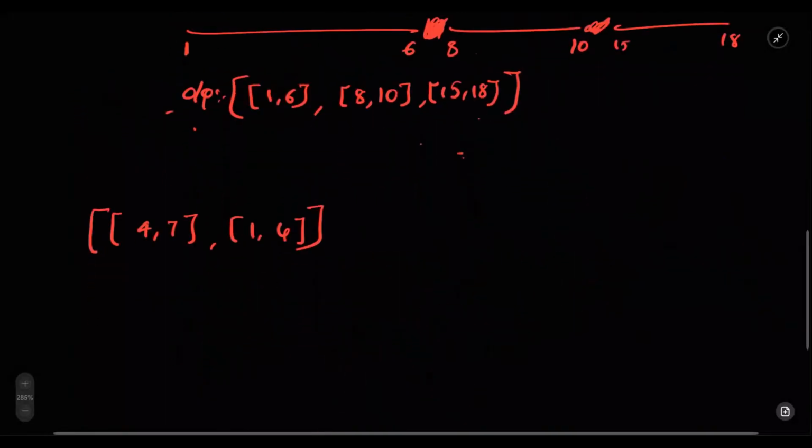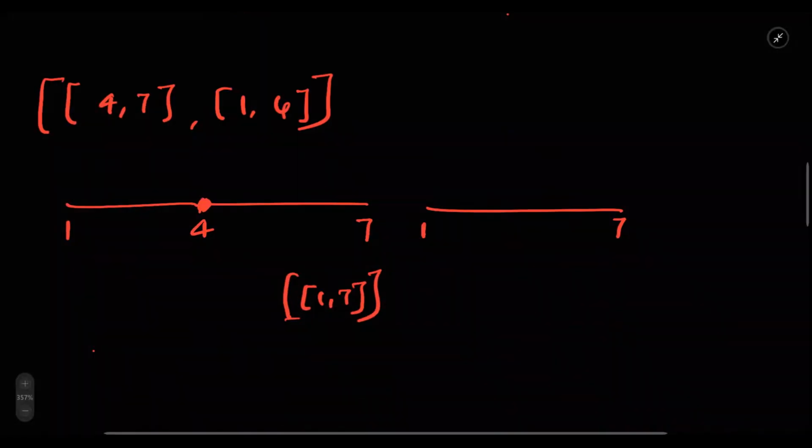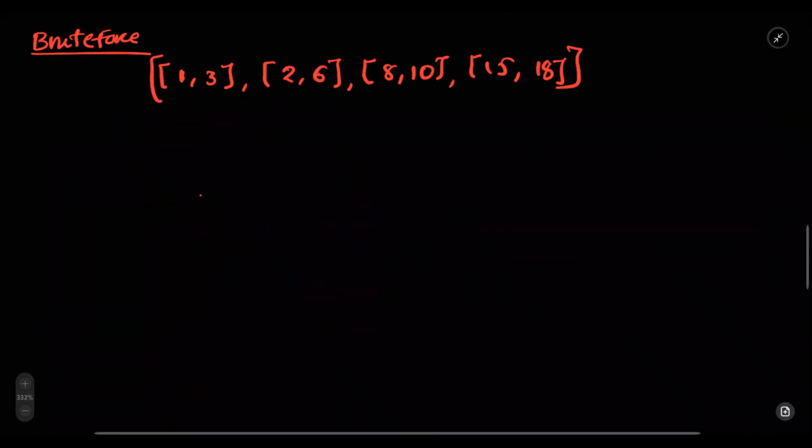And let's look at another example. In this example, if you see here, the 4, 7 would be something like this, and 1, 4 would be something like this. And you can see that this single point is the point of contact, therefore our new interval becomes 1, 7. Therefore we're going to return 1, 7. And if the intuition is clear, let's look at the brute force solution.